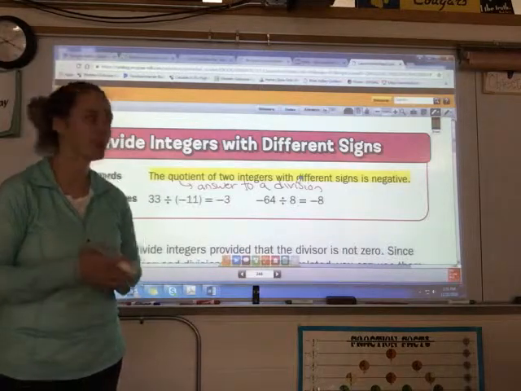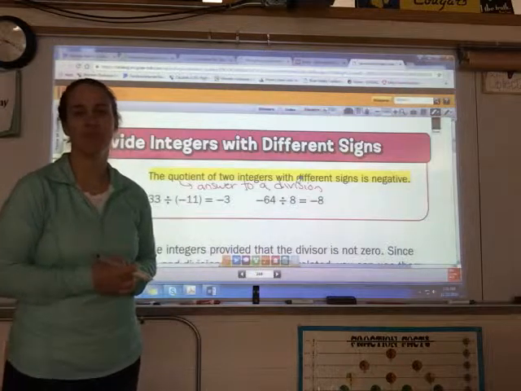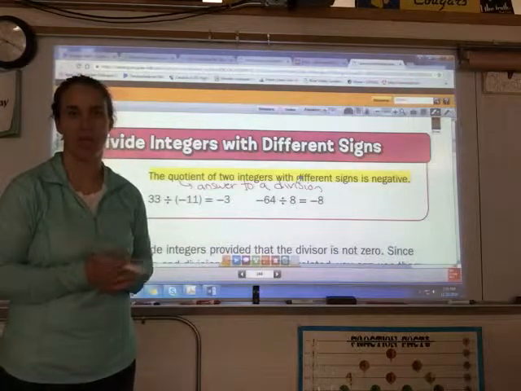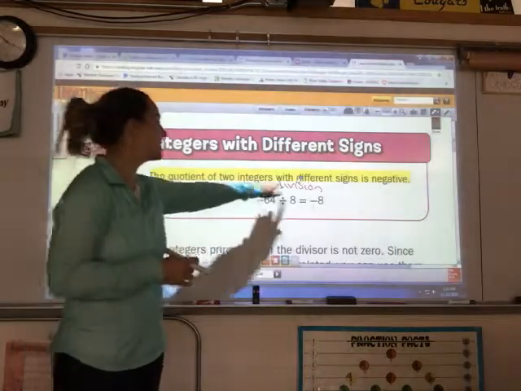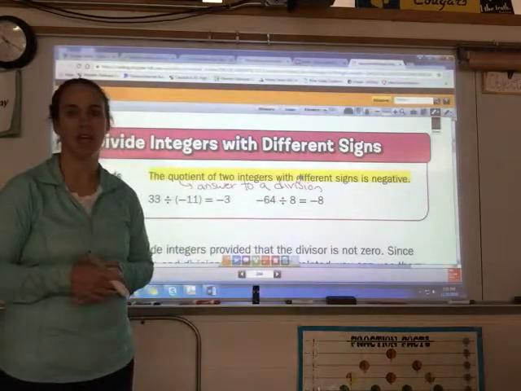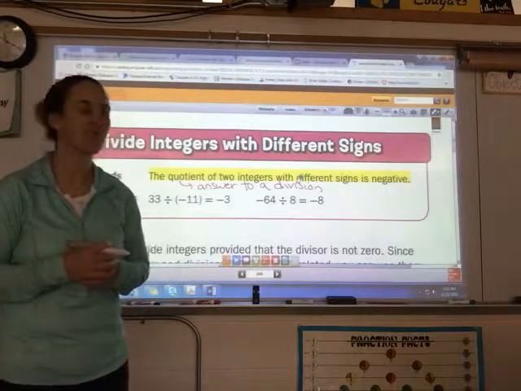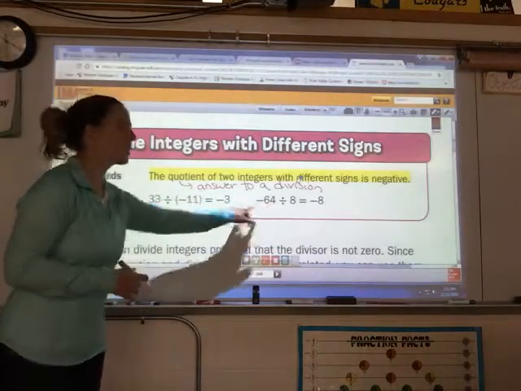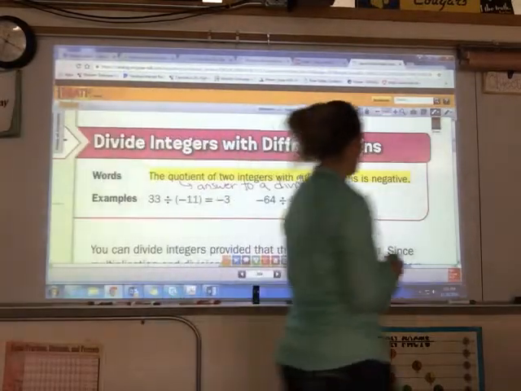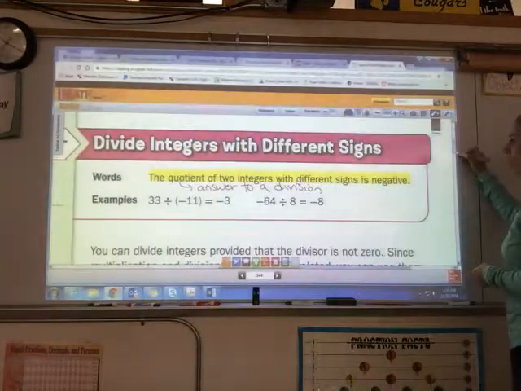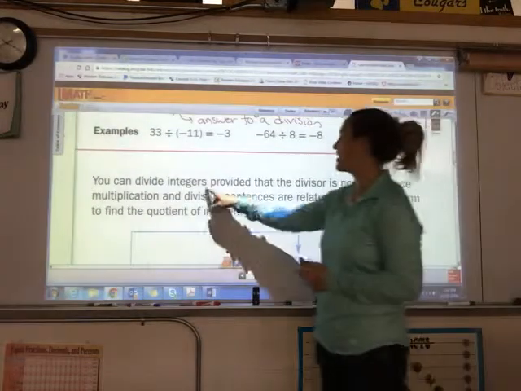Another simple example would be positive 15 divided by negative 3. A positive number divided by a negative, they have different signs, so my answer is going to be a negative, and 15 divided by 3 is going to give us negative 5. Those go along with a couple of other examples that the book has provided for you as well.